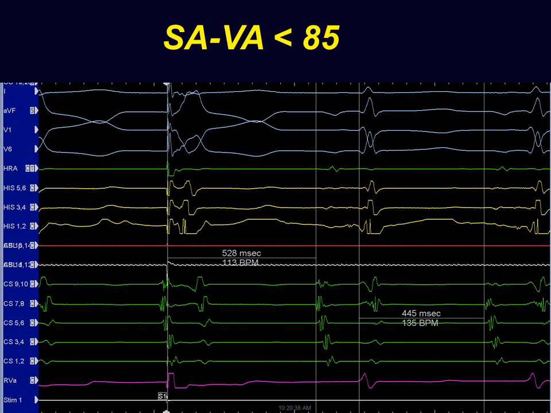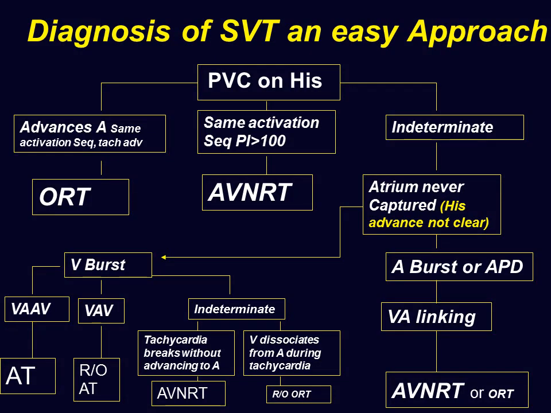And the same thing, stim to A minus V to A of less than 85 is also very diagnostic of a pathway mediated tachycardia. So the PPI minus TCL is fairly useful.